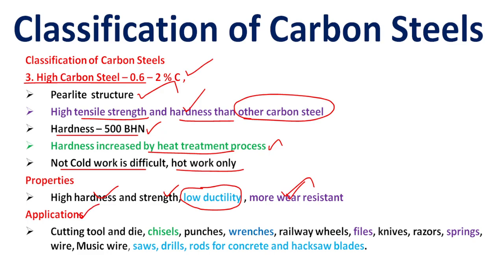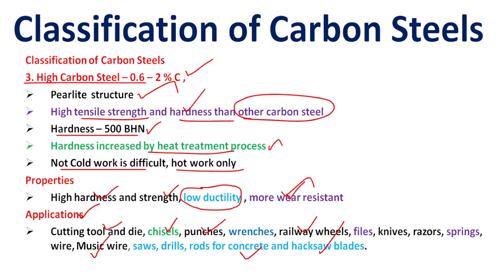The applications of this material are cutting tools and dies, chisels, punches, wrenches, railway wheels, files, razors, springs, wire, music wire, saws, drills, rods for concrete, and hacksaw blades. This is the application of the high carbon steel material.